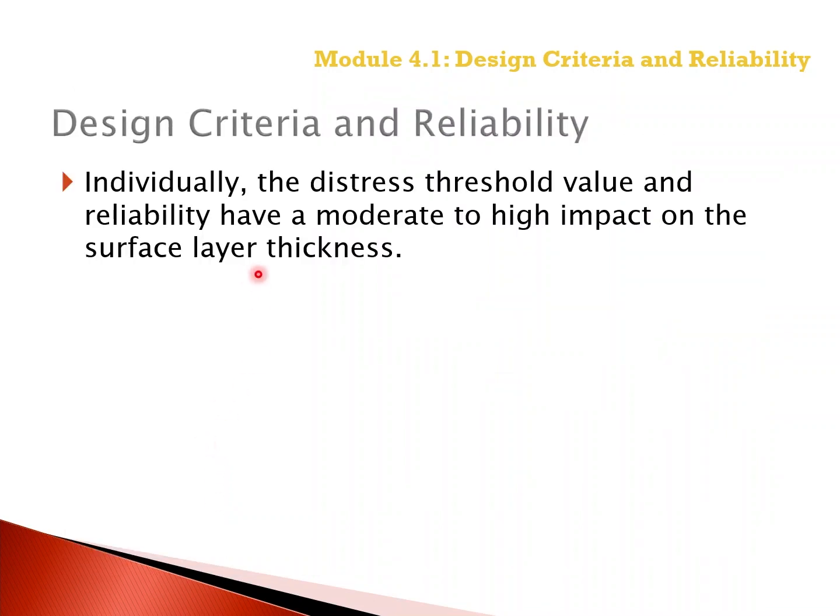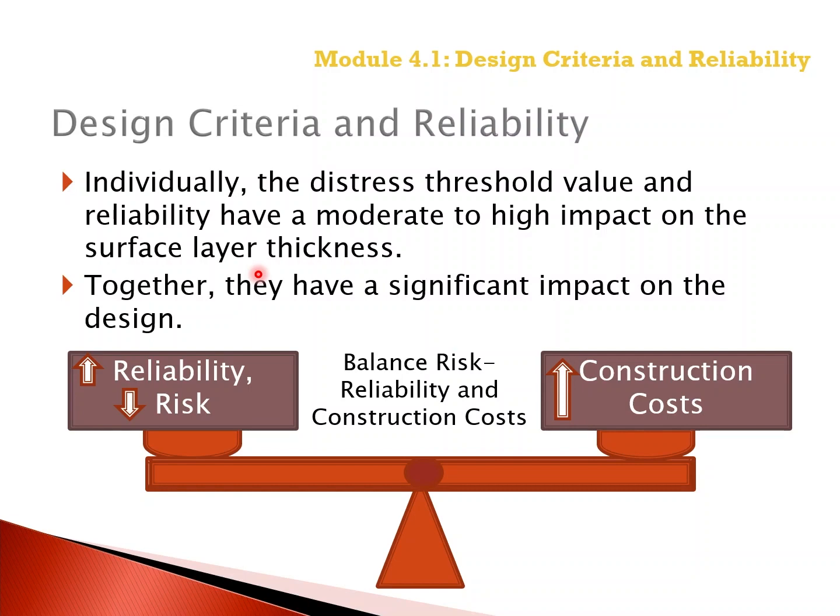So the design criteria and reliability. Individually, the distress threshold value and reliability, considering them individually, not combined, have a moderate to very high impact on surface layer thickness. However, together they have a significant impact on the design. So as reliability increases or as risk decreases, construction costs are going to go up. So the agency, user, or designer should make sure we're balancing risk, reliability, and construction cost.